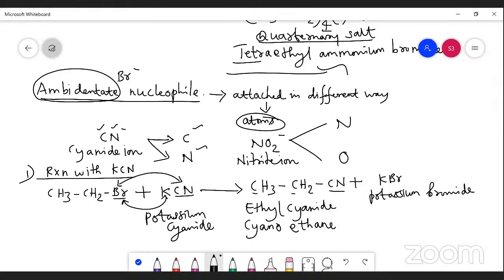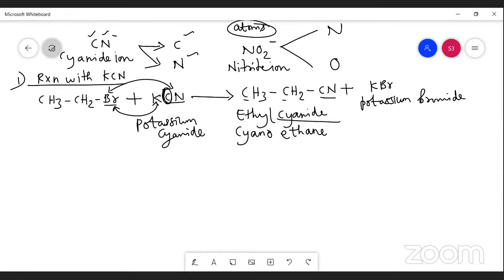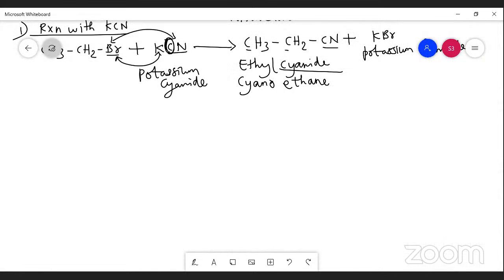Okay, so here the nucleophile is going to be substituted. While it is substituting, this carbon should be attached. If carbon is attached, we can name it as a cyanide. And for the second reaction, I am going to write that N should be attached. N atom should be attached. Okay, you take the same ethyl bromide.